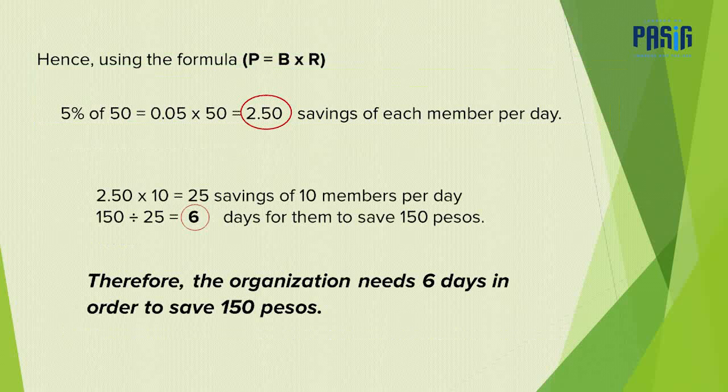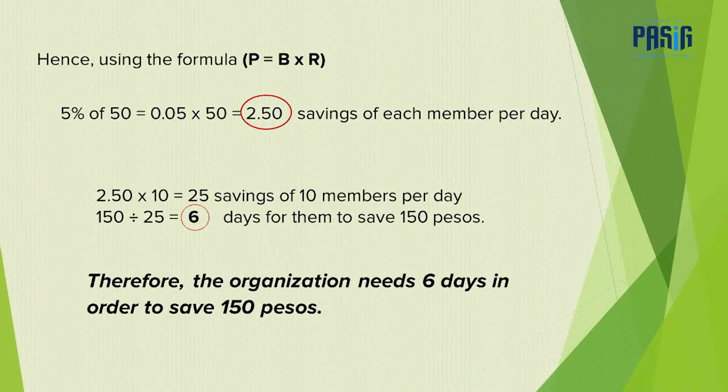So using the formula, P is equal to B multiplied by R, wherein P is percentage, B is base, and R is rate. So 5% of 50. You have to change the 5% into decimal. The decimal form of 5% is 5 hundredths. So therefore, 5 hundredths multiplied to 50 is equal to 2 and 50 hundredths, or that is 2 pesos and 50 centavos savings of each member per day.